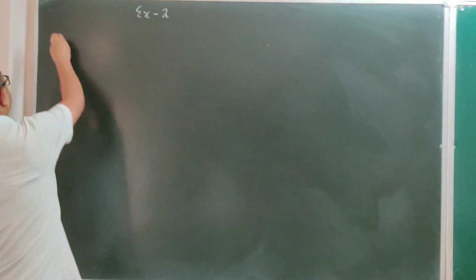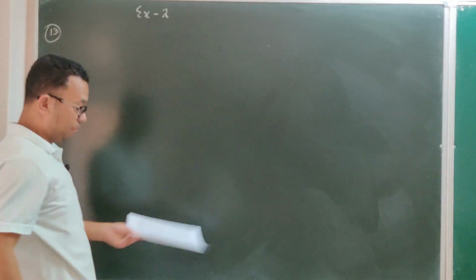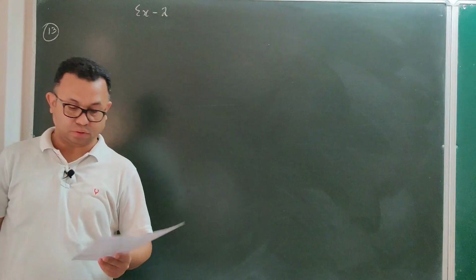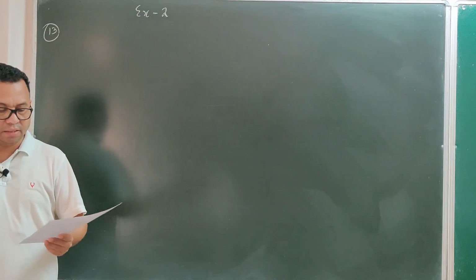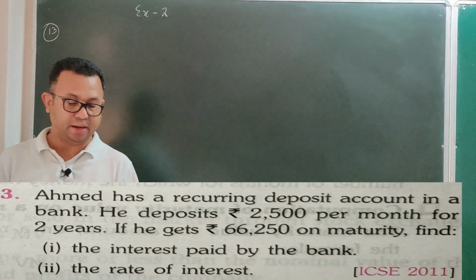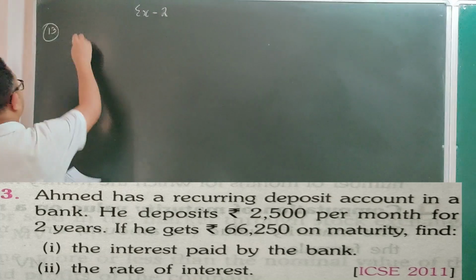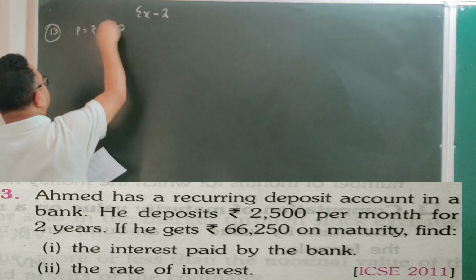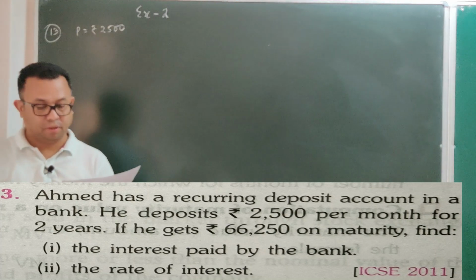Okay, I'm going with question number 13. There it is, calculation of time. It says, Ahmed has a, this one is also by the way a board question, 2011 question. Ahmed has a recurring deposit account in a bank. He deposits ₹2500 per month. Okay, every month he is depositing 2500 per month for 2 years.